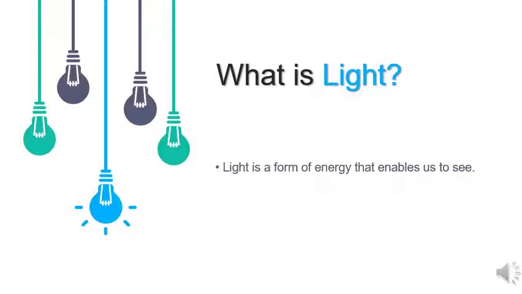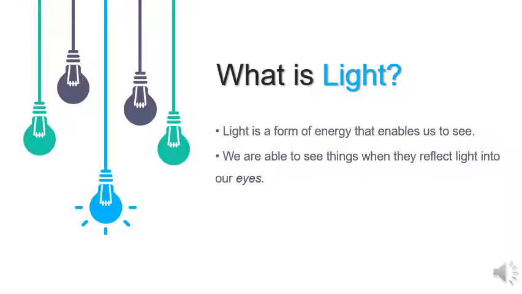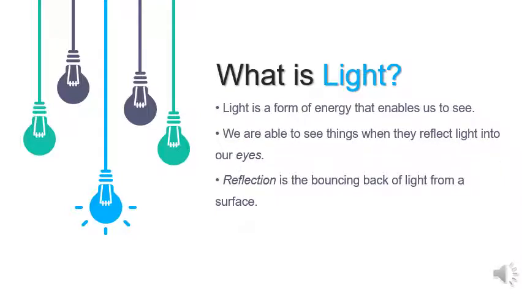Now, what is light? Light is a form of energy that enables us to see. We are able to see things when they reflect light into our eyes. And reflection is the actual bouncing back of light from a surface.